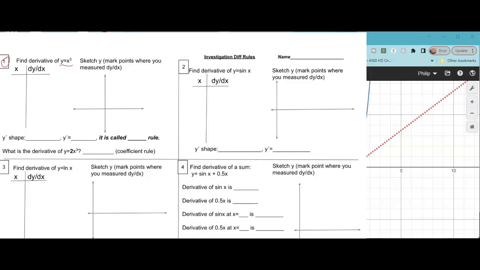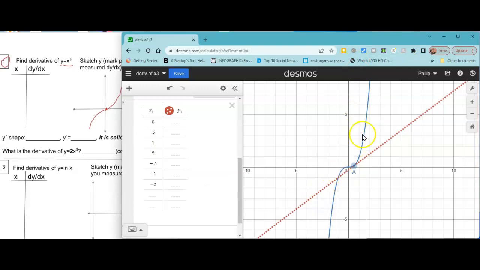So in this case, the original function is y equals x cubed. It's a cubic function, which looks kind of like this. If you don't remember, let's look on Desmos here. So there in blue is the cubic function. We're going to measure the gradient or slope at different points, just like we did in the mosaic investigation a couple months ago. I'm going to do it for several points here, 0.5, 1, 2, etc.